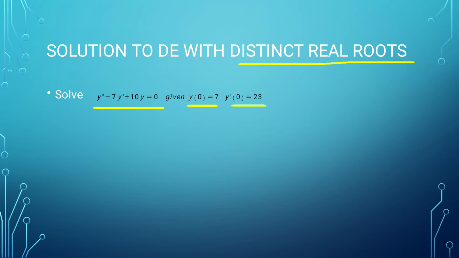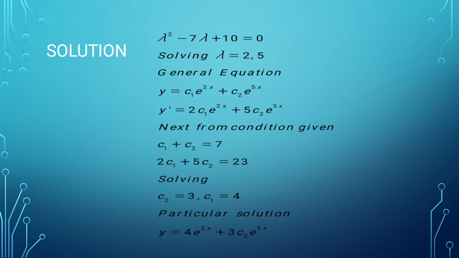If you look at the coefficients here, they are constants. For the second derivative, the constant is 1. For the first derivative it is -7. And we have 10. So a is 1, b is -7, c is 10. Those are the constants. Now let's see how we do this.